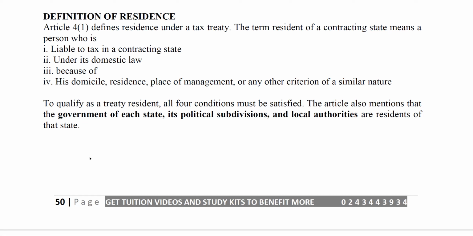You get it? So to qualify as a treaty resident, all four conditions must be satisfied. Are we okay? The article also mentions that the government of each state, its political subdivisions, and local authorities are residents of that state. So the MMDAs, the MDAs, the ministries, departments, agencies, all of them are considered residents under Article 4. Is that okay?